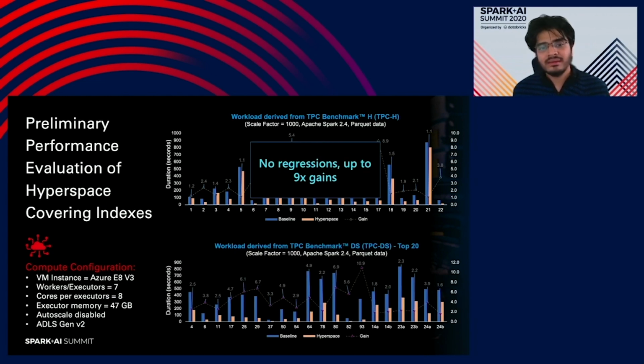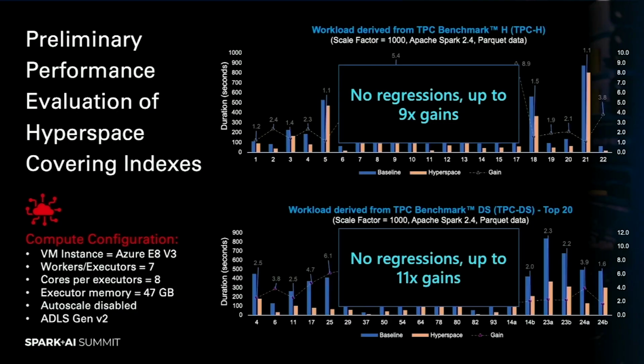Now let's look at the second workload derived from the same TPC benchmark DS, or in short TPC-DS. For brevity, we just show the top 20 queries. TPC-DS in our workload consists of a total of 103 queries. And what you can notice here is a similar pattern. Again, there are no regressions, and in fact, up to 11x gains to be had.